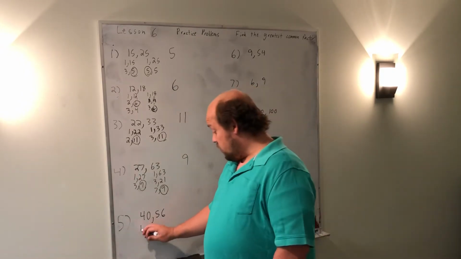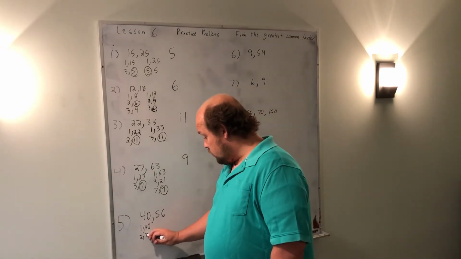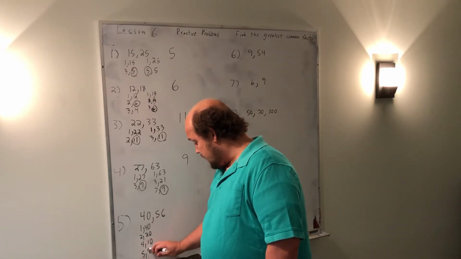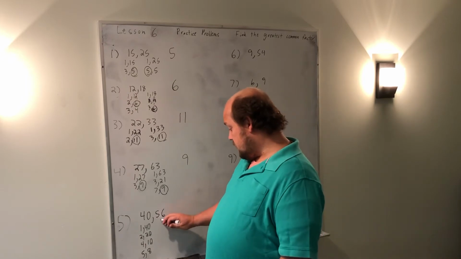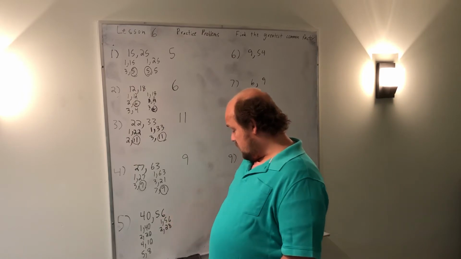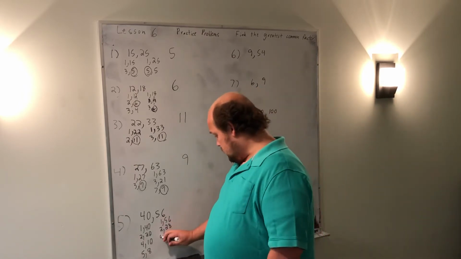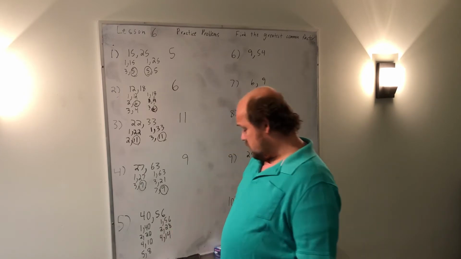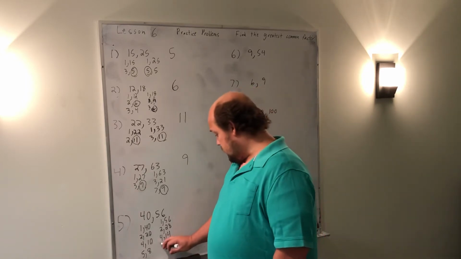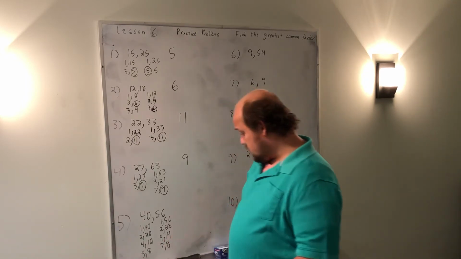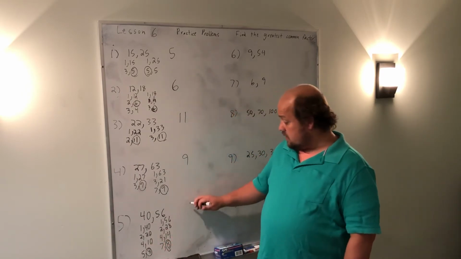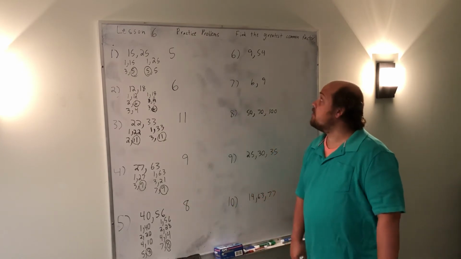40 breaks down into 1 and 40, 2 and 20, 4 and 10, and 5 and 8. 56 breaks down into 1 and 56, 2 and 28, 3 doesn't go into it, 4 does, 4 and 14, 5 doesn't go into it, 6 doesn't go into it, 7 does go into it, 7 and 8. Again, I look at both lists and I say the largest number that occurs on both lists is 8. That's why 8 is my greatest common factor.